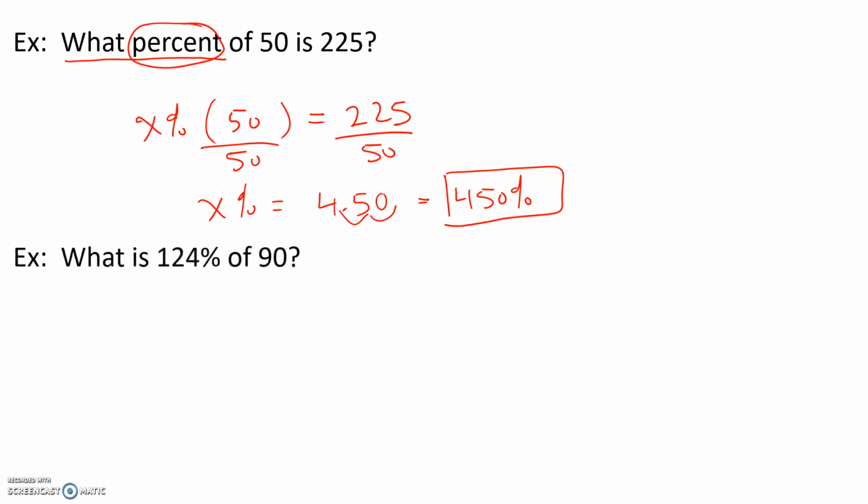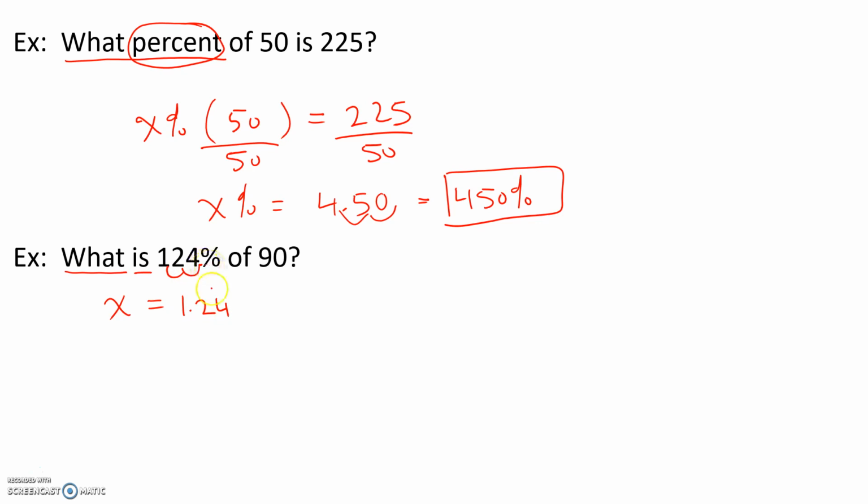What is 124% of 90? Let's go one by one. What translates to a variable. Is translates to equal to. 124%, if you take the decimal point and move it 2 spaces to the left, this would give us 1.24 in decimal form.